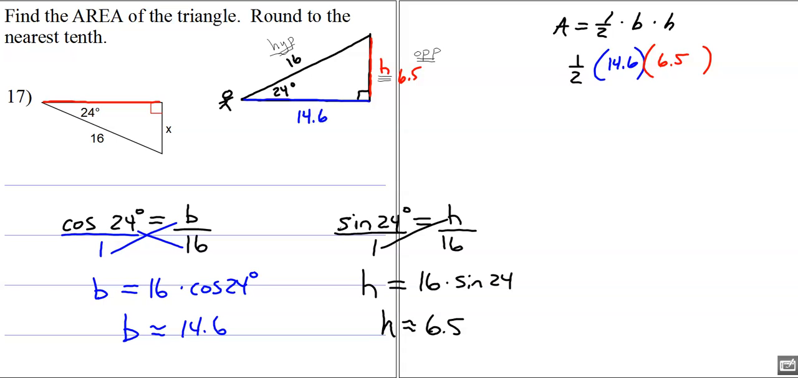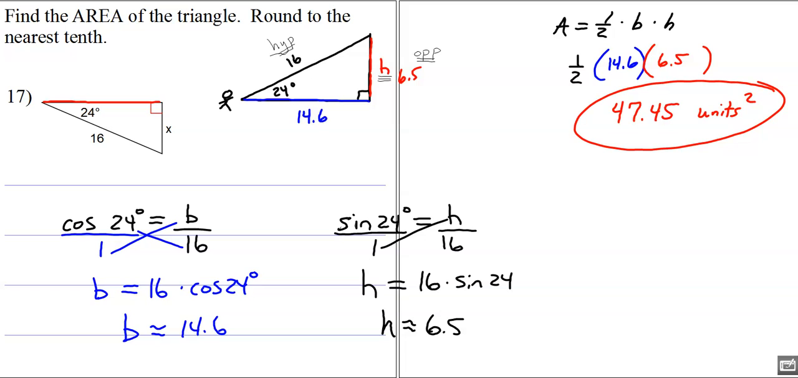And let's jam all that into the calculator. Let's just put him to work. 0.5 times 14.6 times 6.5. Looks like 47.45. I don't know what the units are, so I'm going to just say units squared, because it might be inches, feet, miles, who knows.